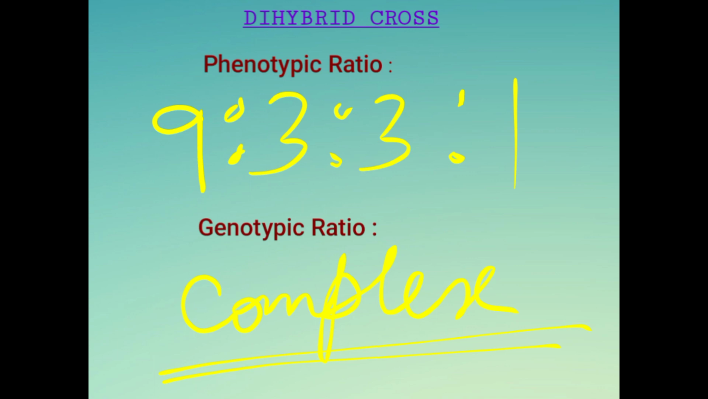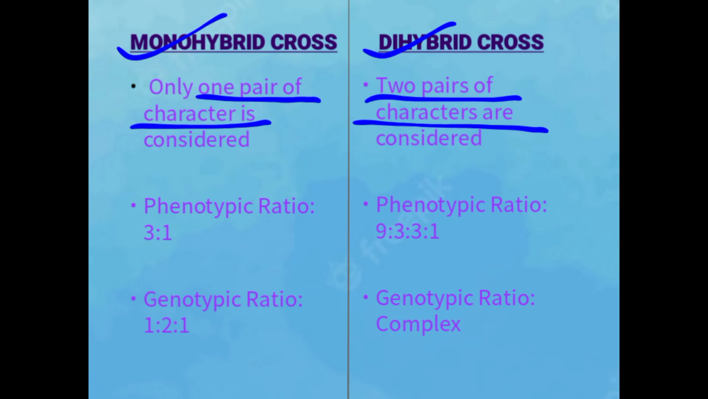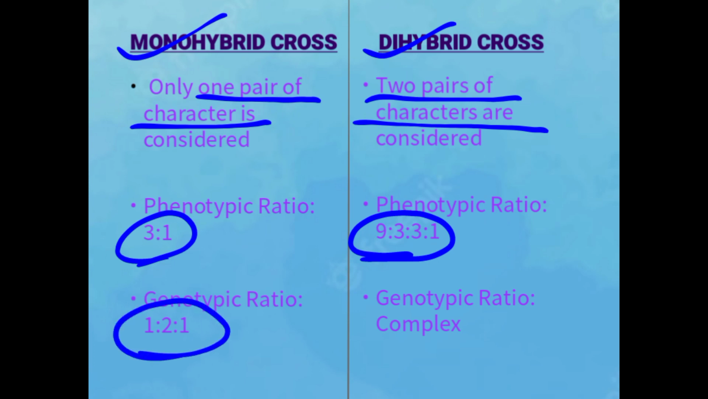So what have we learned till now? We'll just have a recap. First and foremost we have seen what monohybrid cross is and what dihybrid cross is. In monohybrid cross, one pair of characters is considered, and in dihybrid cross, 2 pairs of characters are considered. The phenotypic ratio of monohybrid cross is 3 is to 1, and that of dihybrid cross is 9 is to 3 is to 3 is to 1. The genotypic ratio of monohybrid cross is 1 is to 2 is to 1, and that of dihybrid cross is complex.